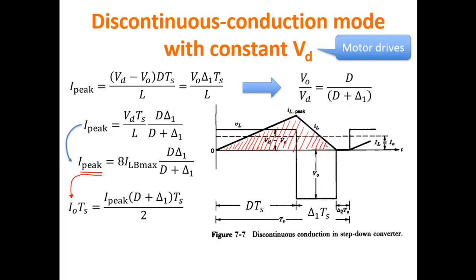So this is a triangle. The area is equal to the height times the base divided by 2. So this is the height, I peak. The base is delta Ts plus delta 1 Ts, which is this one, and this is divided by 2. So this expression is the area of the triangle.